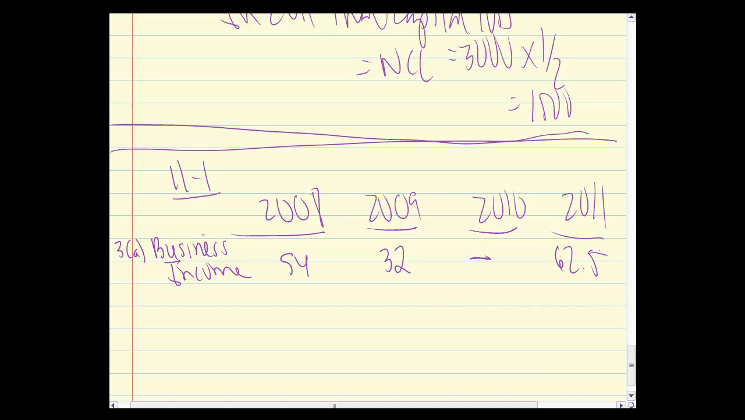62.5. Okay. Important that you understand, don't put negative things up here. And you're going to see why in a few minutes, okay? And I'll show you why the definitions worked out. Okay, what's next, Vivian? Should we do dividend income?